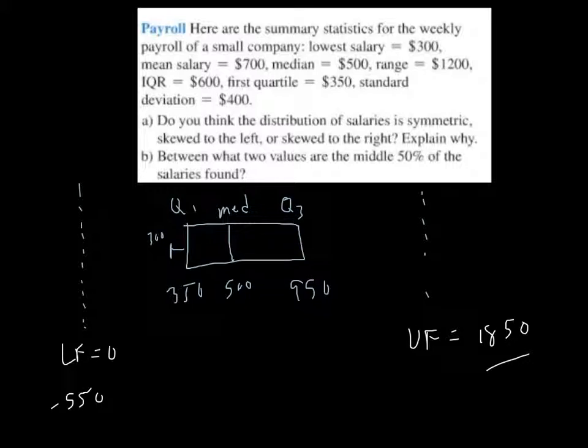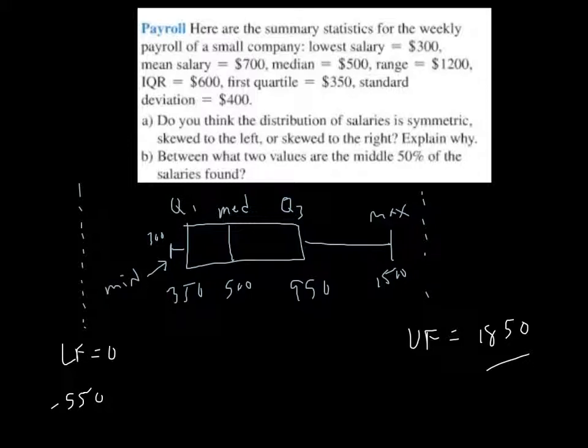Now, what about the max salary? They don't give it to you, but just like before, they said that the range of this was $1,200. So if you take $1,200 and add it to the lowest salary, because that's how you would get the range, highest minus lowest, is $1,200. So $1,200 plus $300 gives us $1,500. So I'm willing to go all the way to $1,500. And that's my max salary. So there's my max. Right here is my min.